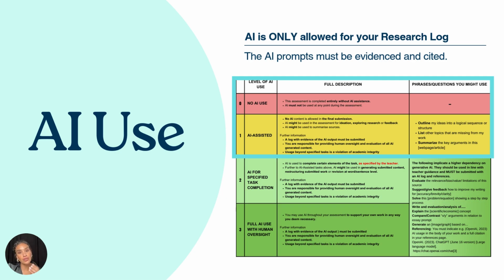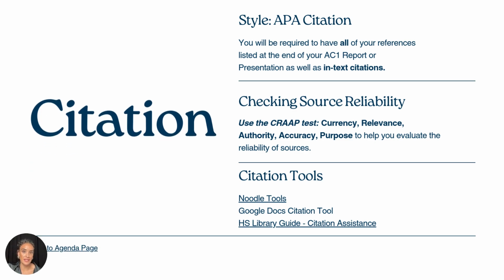You do need to make sure that you evidence and cite all of your AI prompts, what you asked. We use APA style citation. You need to make sure you have all your references listed in your AC1 report. And this is a big one to get your distinctions, or the highest grade possible within BTEC: have as many in-text citations as possible, as well as visuals that you can cite.